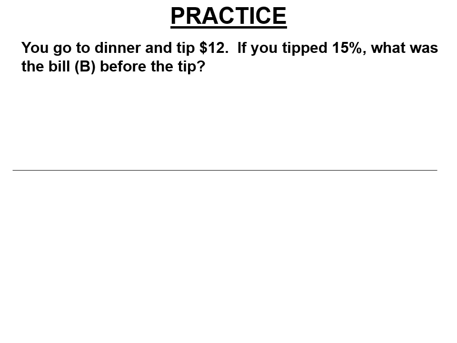So let's practice here. You go to dinner and tip $12. If you tipped 15%, what was the bill? So 15%, 0.15 of the bill was $12, right? Divide both sides by 0.15, and so you're moving the decimal twice to get 15. You're moving the decimal twice there and getting 1,200.